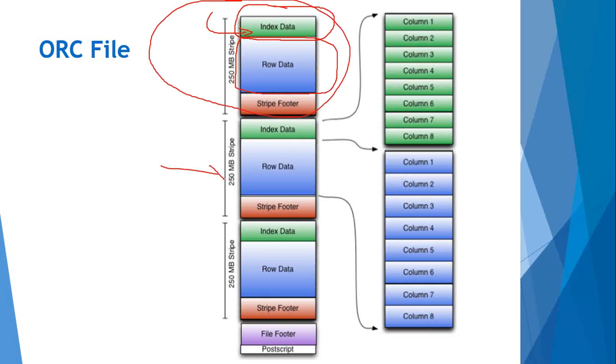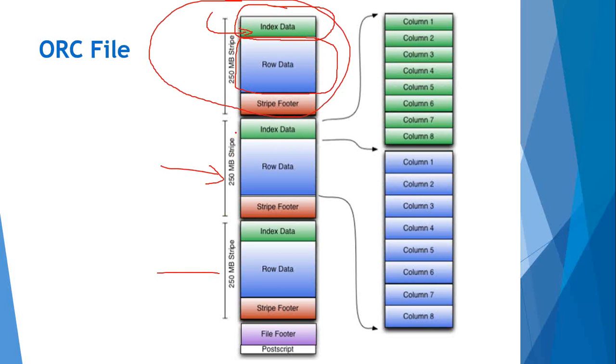It will come to the next blocks, read just the index data, and if it finds the employee ID lies between these values in the index of the data, it will start reading the row data. Otherwise, it again skips the whole block. So ORC is much faster than RC if your queries are something like this.